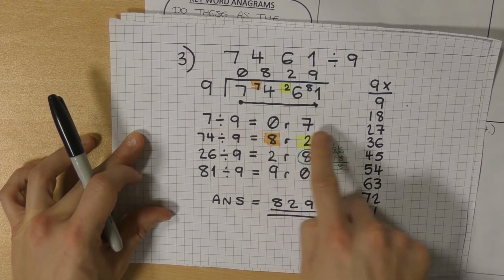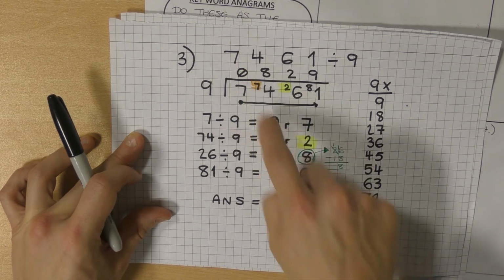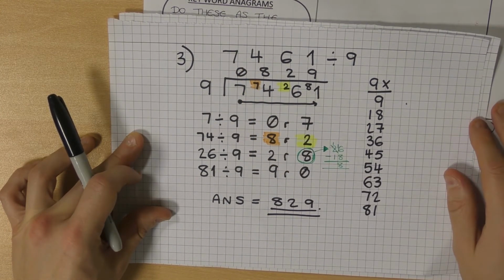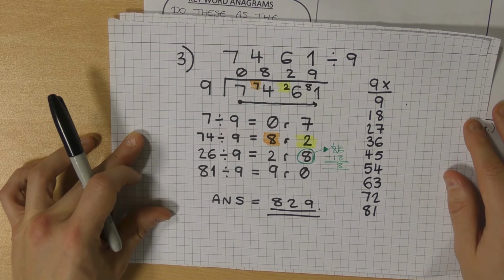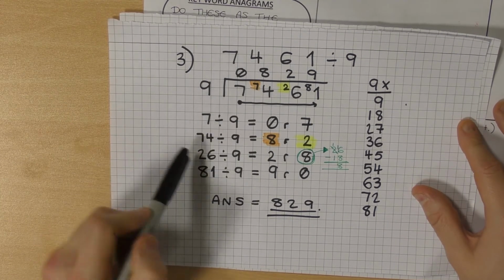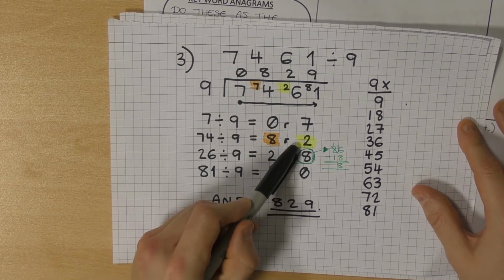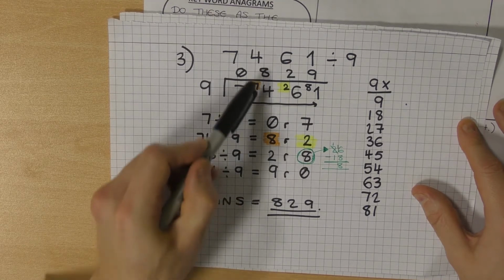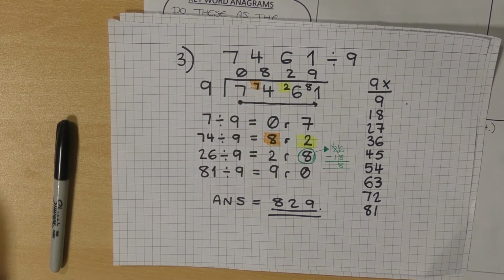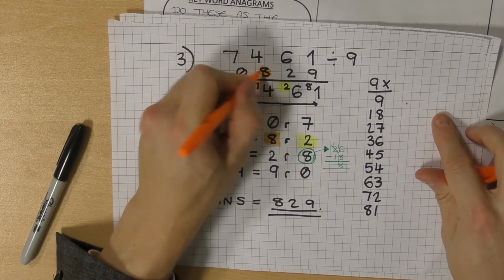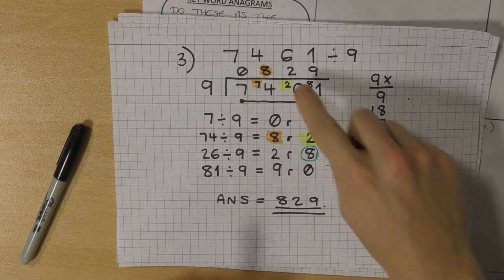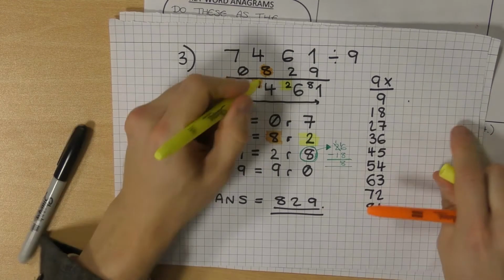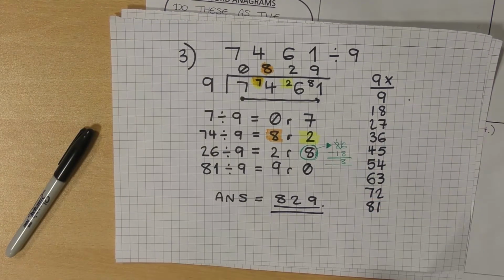7 divided by 9 is 0 remainder 7. The 0 goes above the 7, the remainder goes into the next column, making 74. 74 divided by 9 is 8 remainder 2. 8 goes at the top of the page, and the 2 carries on. The 7 was a remainder there.